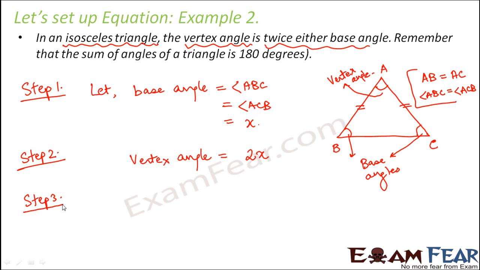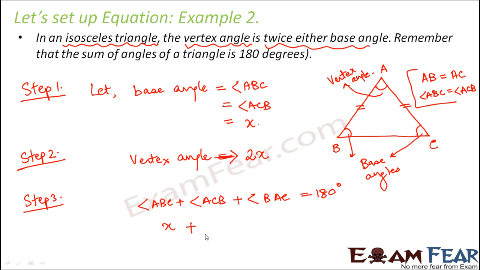Now in the third step, what do we do? In step 3, we equate the expressions, right? So we have a vertex angle as 2x, and we have a relationship that the sum of all the three angles of a triangle is 180 degrees. That means angle ABC plus angle ACB plus angle BAC is equal to 180 degrees. This is something that we know by properties of a triangle. So angle ABC, what is angle ABC? ABC is a base angle which we have assumed as x.